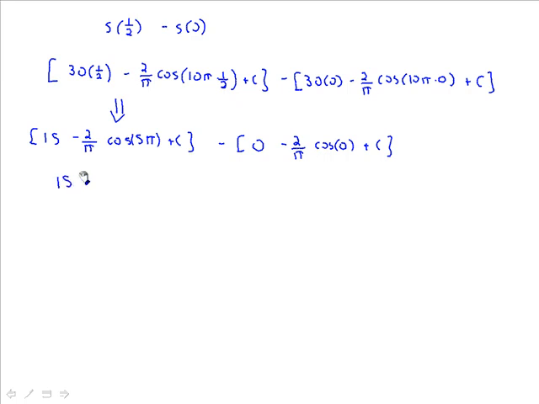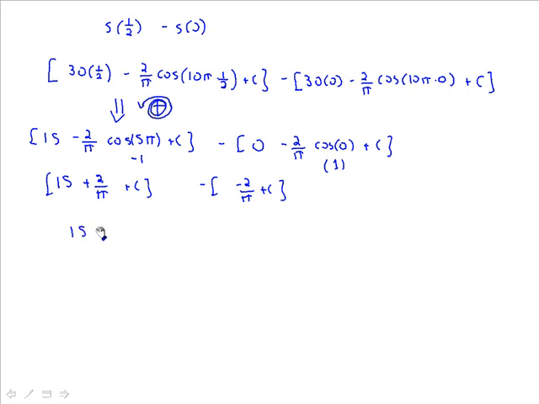Now be really careful. Cos of 5 pi, if you take a look at it, your calculator will give it to you right away, but 5 pi, here's 2 pi, here's 4 pi, and that's one more. So it's actually the same as pi. It's coterminal to cosine of pi, so that's -1. So this becomes 15 minus 2 over pi times -1, becomes 15 plus 2 over pi, excuse me, and then plus c. And then minus, well, cosine of 0 is 1. So this becomes -2 over pi, stays the same, plus c.